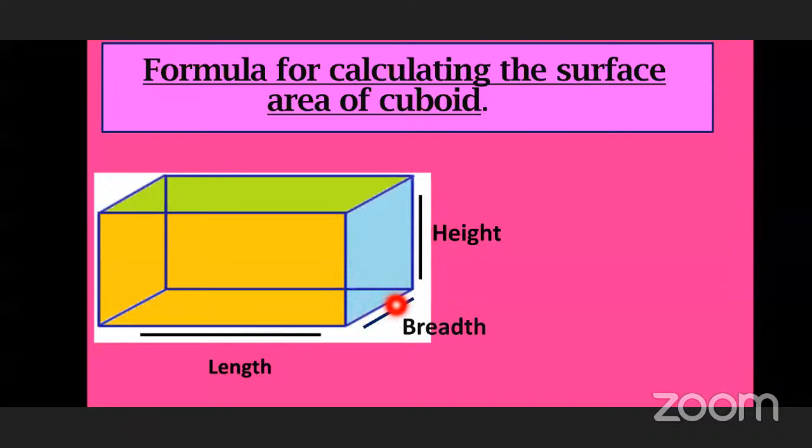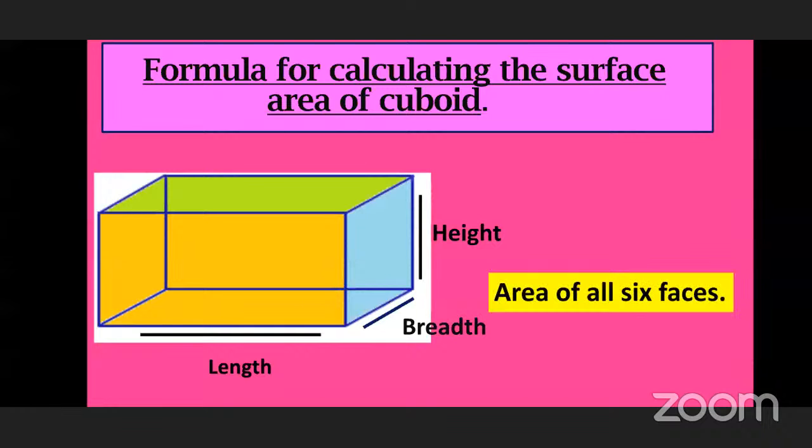Okay, so these are the 3 dimensions which we are going to use for calculating the surface area of a cuboid. Now let us see how the formula arises. We have to find out the area of all the 6 faces so that we can find out the surface area of a cuboid. Now we will see each face.